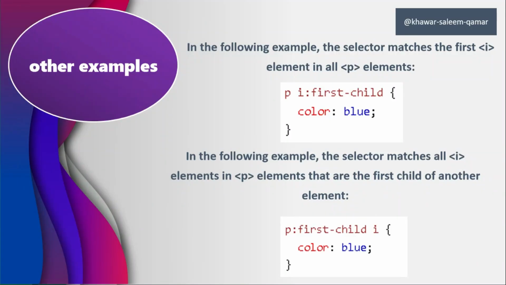So after this we have some other examples as well. In this first example, it would style an i tag, the first i tag inside a p tag, whereas this second example will style the i tag in the first p tag. So this is the difference between both of these examples.